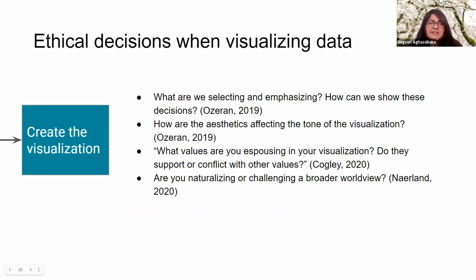And as you're visualizing, there are some questions you can ask yourself to help guide more ethical decisions. So, for example, what elements are you emphasizing? And how do those elements impact the tone of the visualization? What values are you centering in your visualization? And what worldview are you setting up? The answers to these questions have ethical implications and are important to think through throughout the visualization process.